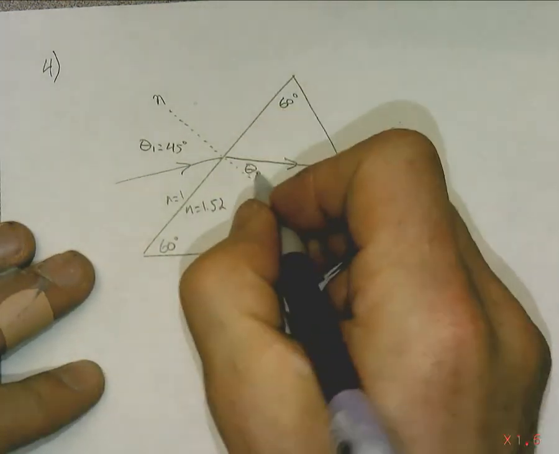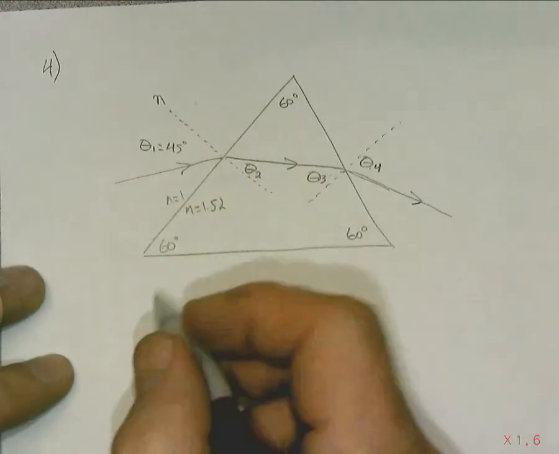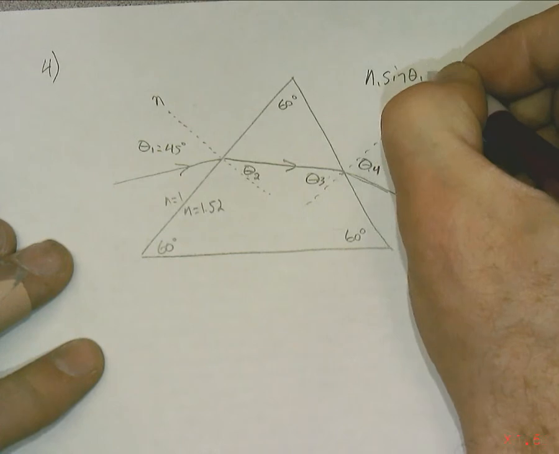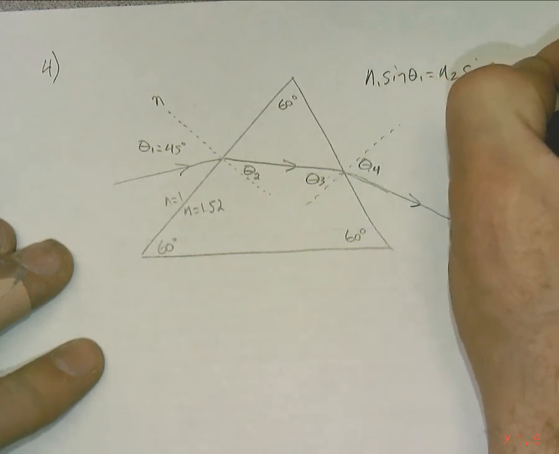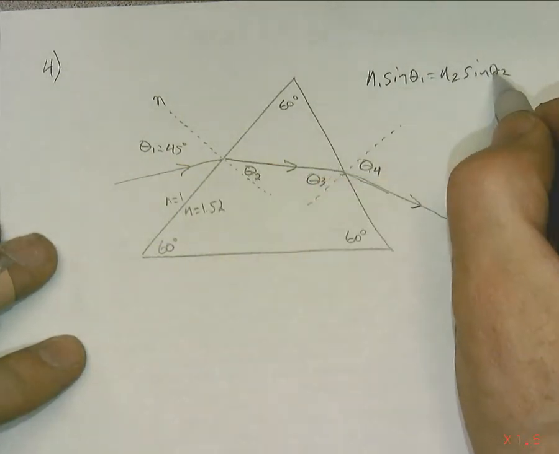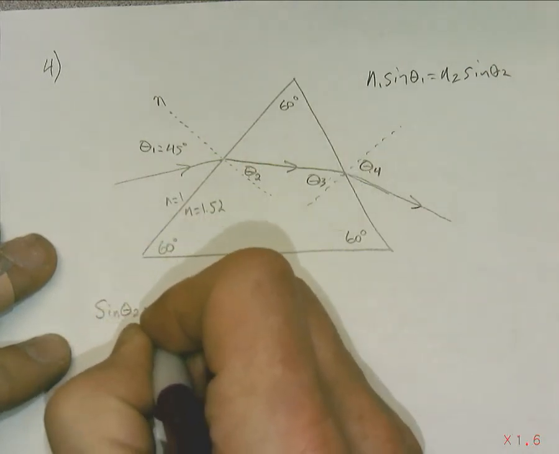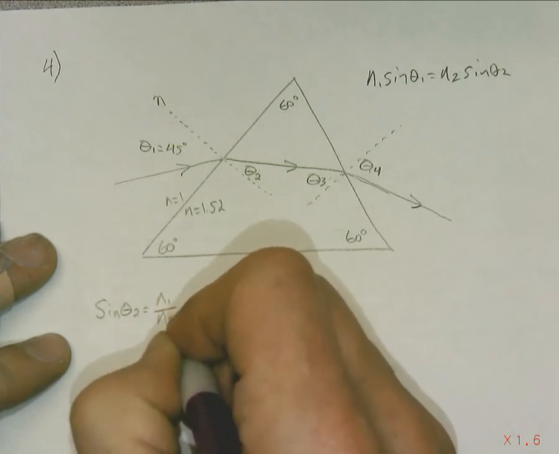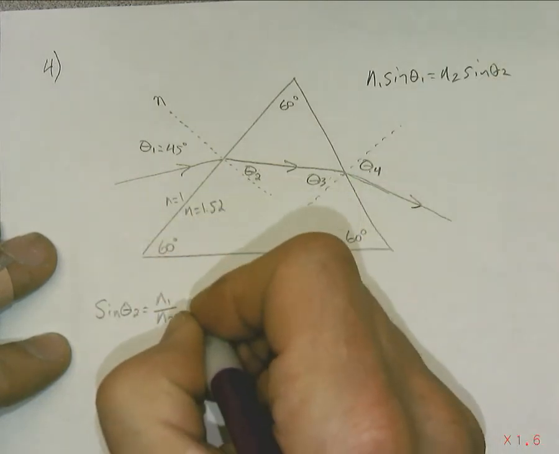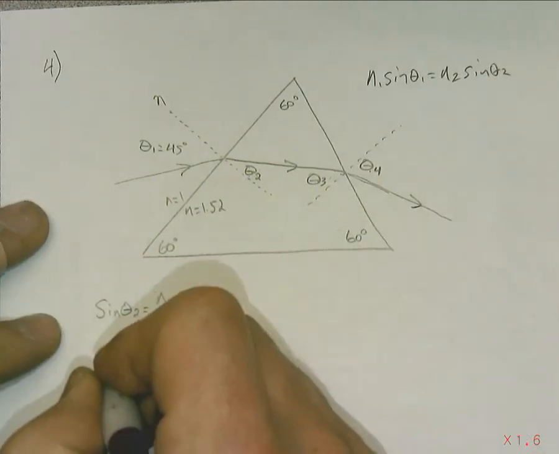So we're looking for sine of theta 2. So we're looking for theta 2. Let's just make sure, put up here what the formula is again. N1 sine of theta 1 is equal to N2 sine of theta 2. All right. So I'm, in this case, looking for sine of theta 2. I'm going to write it, actually theta 2, but start with sine of theta 2 is equal to N1 over N2 sine of theta 1. And then I'll just go ahead and solve for theta 2.